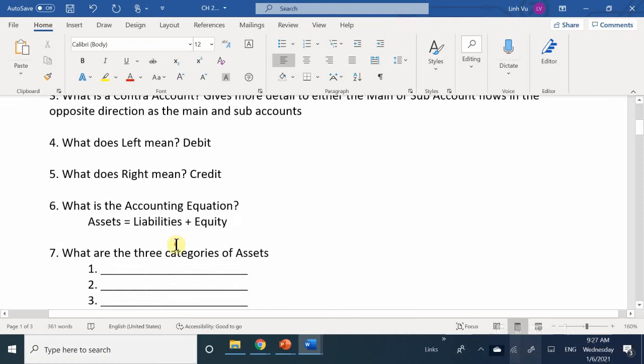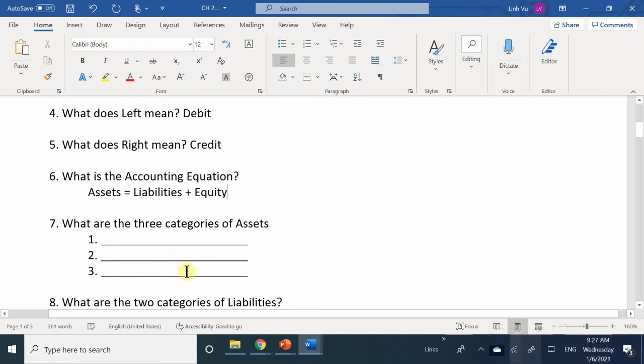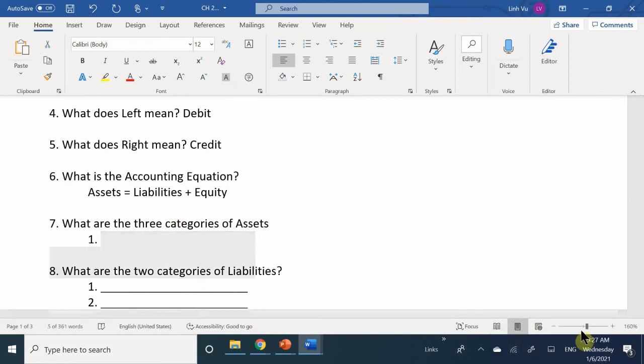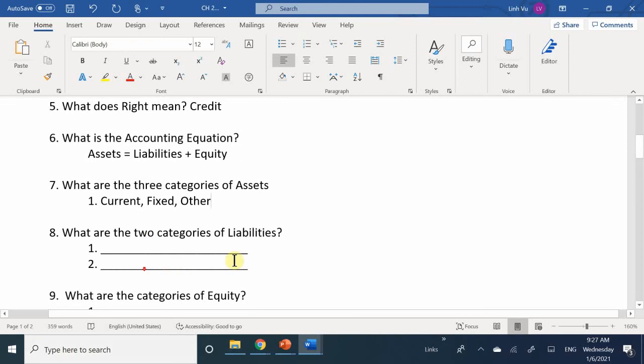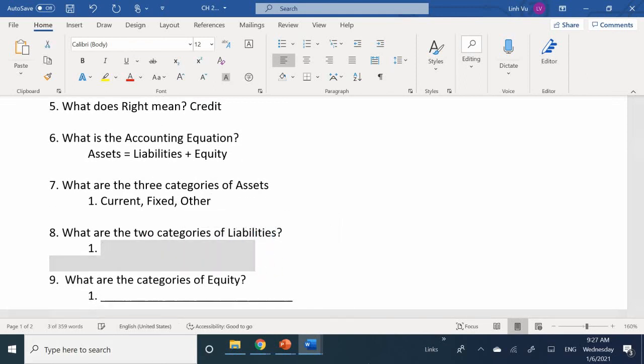Okay. Number 7. What are the 3 categories of assets? Current assets, fixed assets, other assets. Yes, so current, fixed, other. Okay. What are the 2 categories of liabilities? Long term. Okay, long term is one of them. Current. Yes. Okay. And then what are the categories of equity?